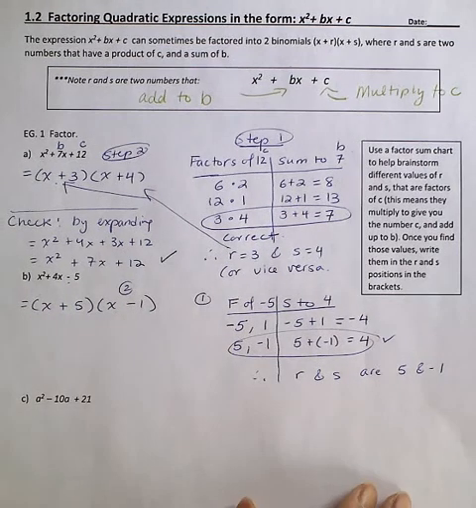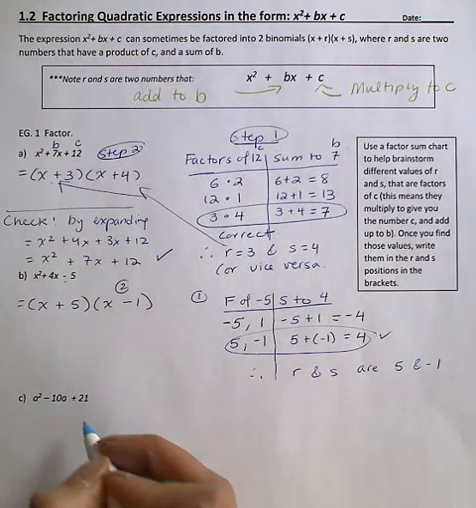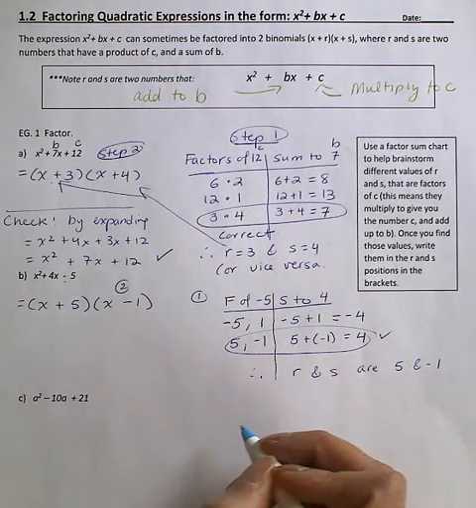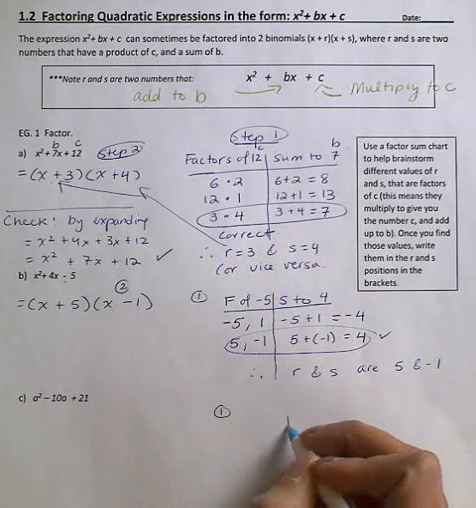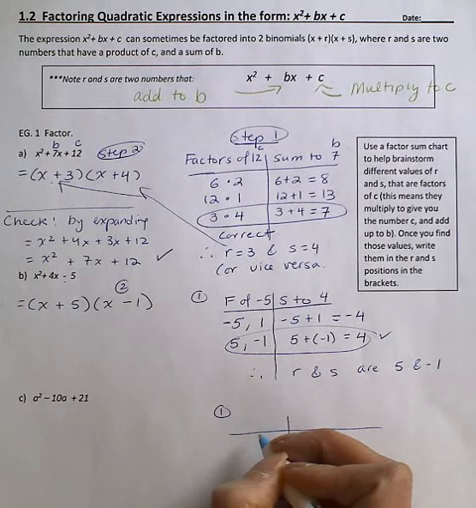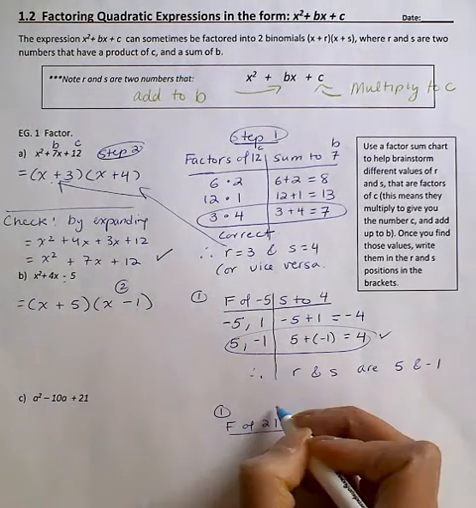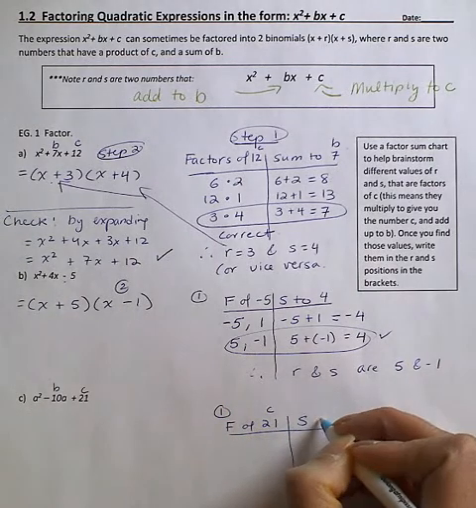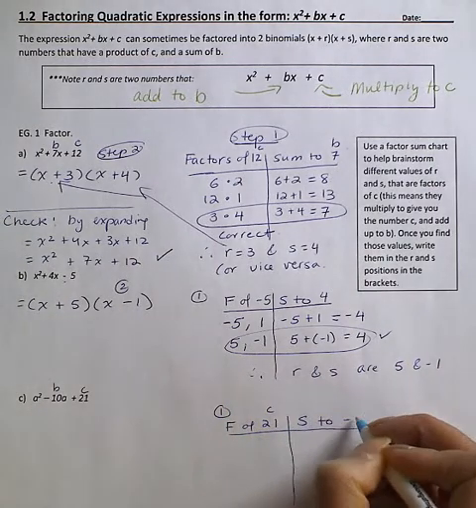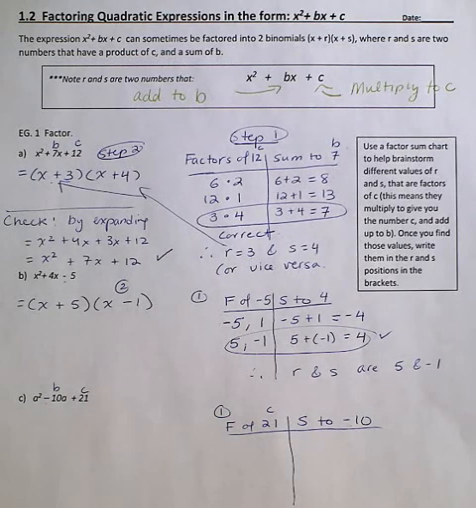Okay, the next question. We are going to factor a squared minus 10a plus 21. So again, my first step is to make my chart. And in my chart, I'm looking for factors of 21, which is C. Right, there's my C value, that's my B value. That sum or add up to -10. Don't forget those negatives. That's a common error. Students that forget to write the negatives.